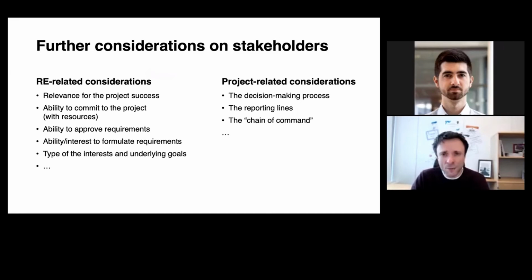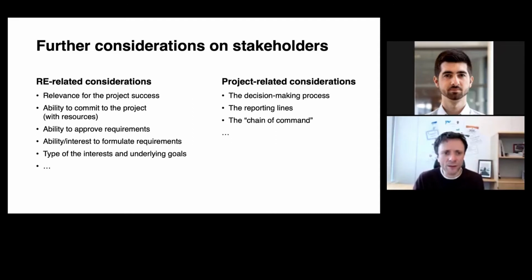Now, there are a couple of more considerations to keep in mind when building up a stakeholder model. We have considerations that are more related to our abilities and how we should elicit their requirements, but also some considerations that are more related to the general project organization and project management. I will keep this short, but there are always some reflections on how we should involve the stakeholders in the decision-making process and the key reporting lines. In the maybe chain of command, there might be some hierarchies at an organization, at a client's or customer's organization that we must adhere to.